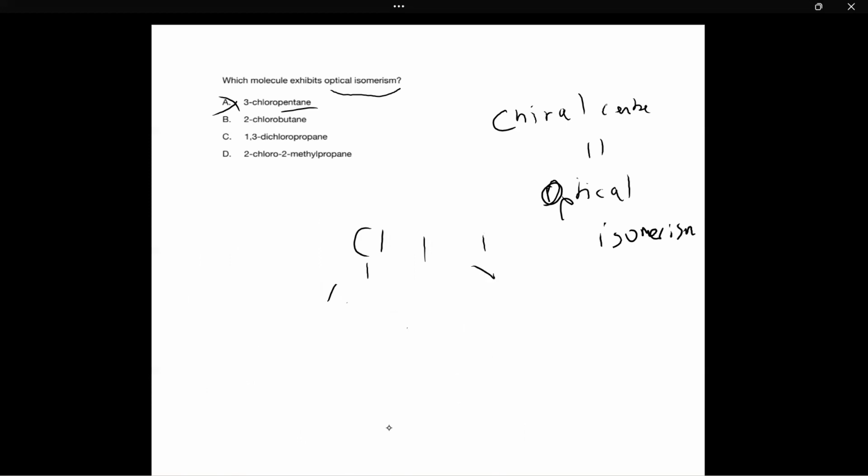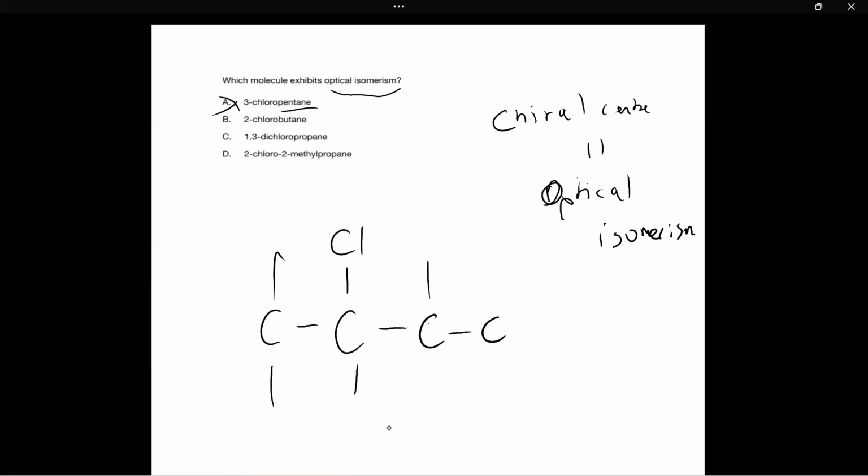Now let's look at the next molecule. It's 2-chlorobutane, B. Butane means it has 4 carbons: 1, 2, 3, 4. And 2-chlorobutane means the chlorine is located on the second carbon. And the rest are just hydrogens, so I'm not going to draw all of them out. Just going to put these lines.